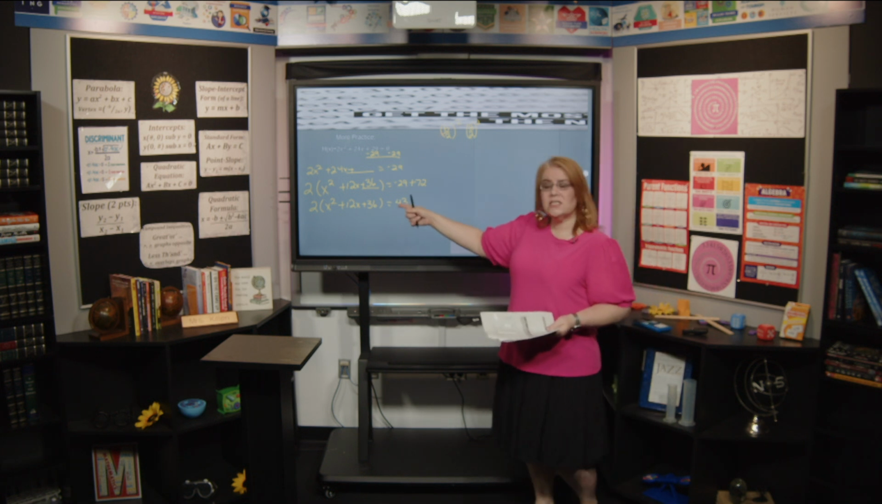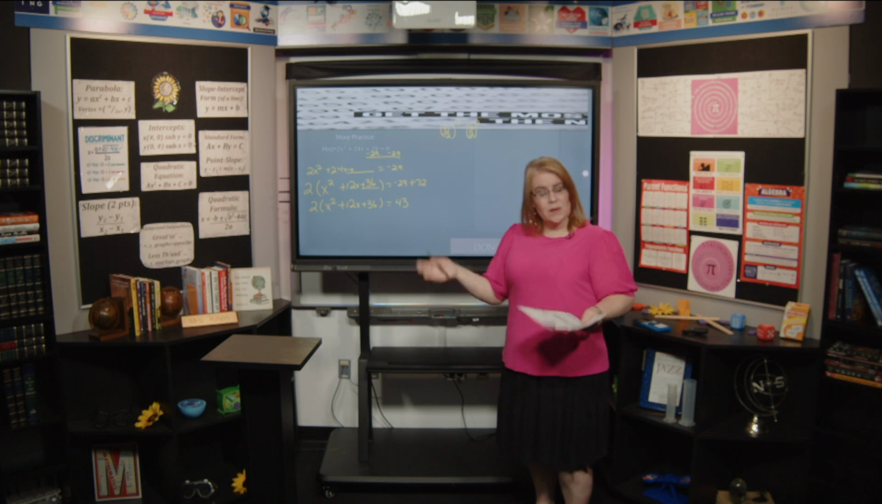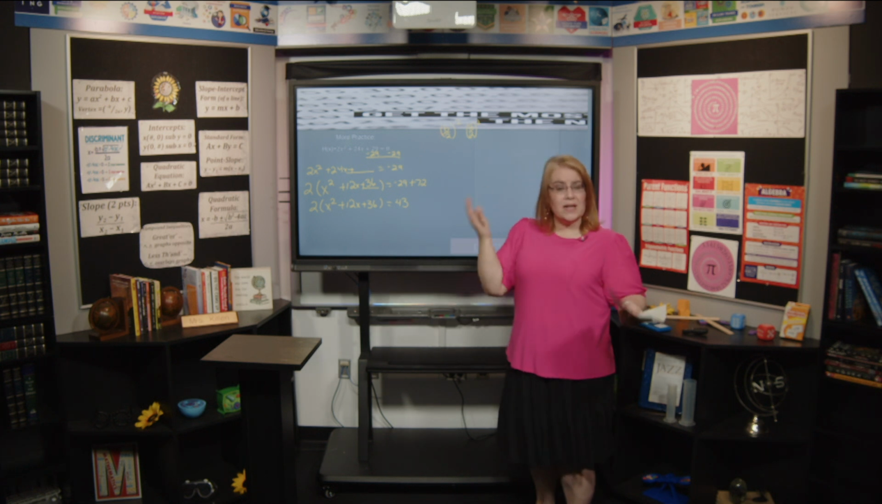Well, what is that 2 sitting out on the outside of that parentheses being done with? It's being multiplied. So for me to move it, I've got to what? You're right, I've got to divide. So let's go ahead and do that. I'm going to divide it here, and I'm going to divide it here. So I'm left with x squared plus 12x plus 36 equals, and that does not give me a whole number when I take 43 divided by 2. So I'm going to leave it as 43 divided by 2.